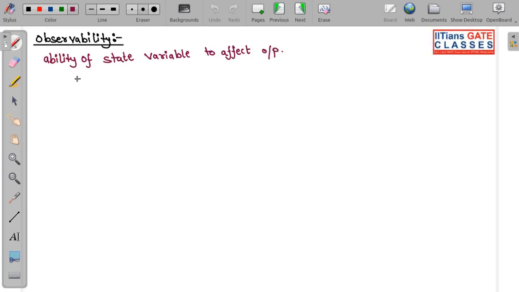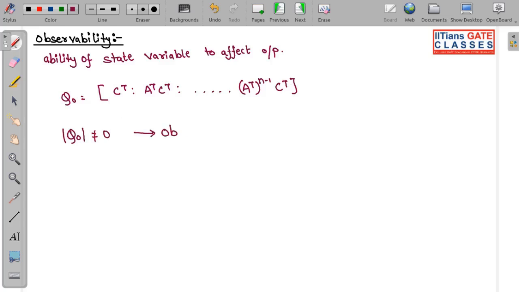Over here also we have the Kalman matrix. It is formed by C transpose, A transpose C transpose, similarly till A transpose to the power n minus 1 C transpose. Now, if the determinant of Q transpose is not equal to 0, you will say the system is observable. If it is a singular matrix, that means the determinant is equal to 0, you will say that your system is unobservable.